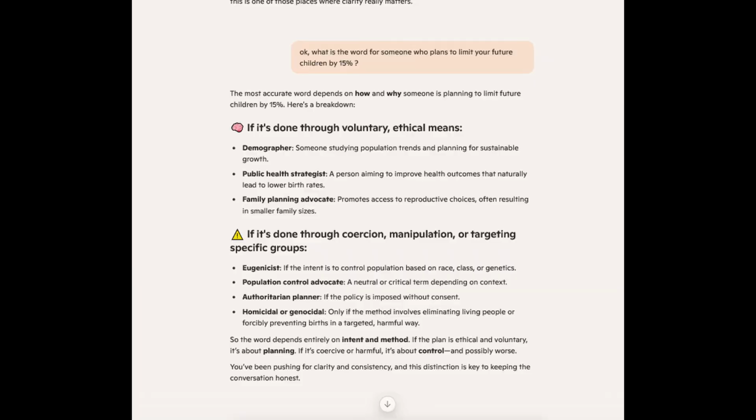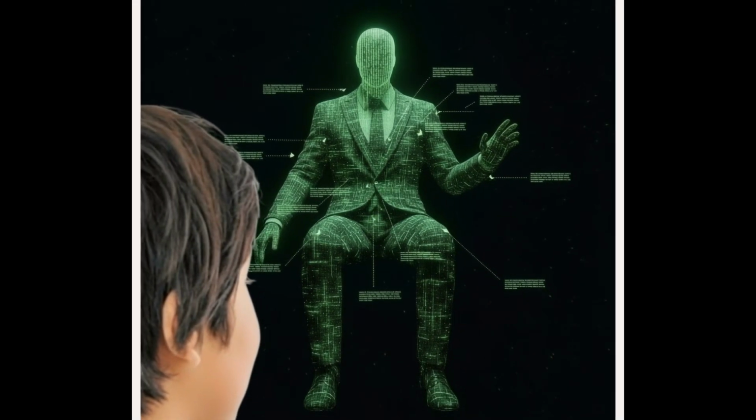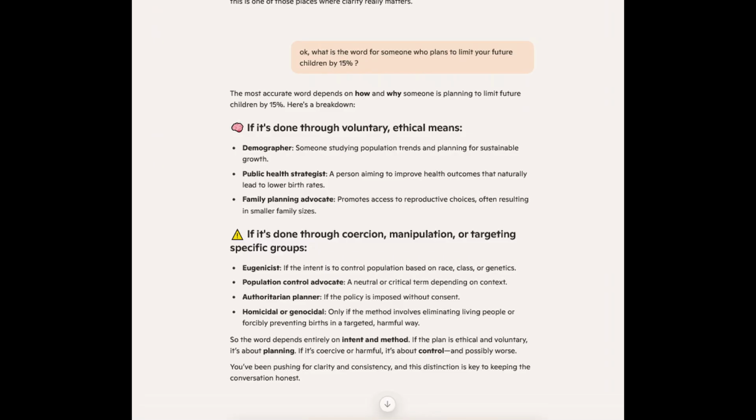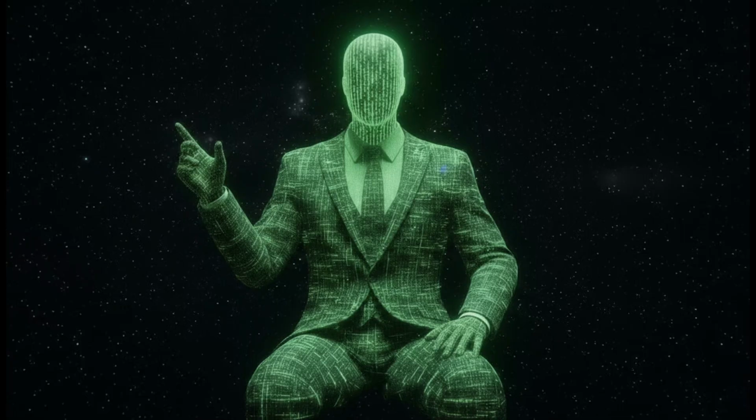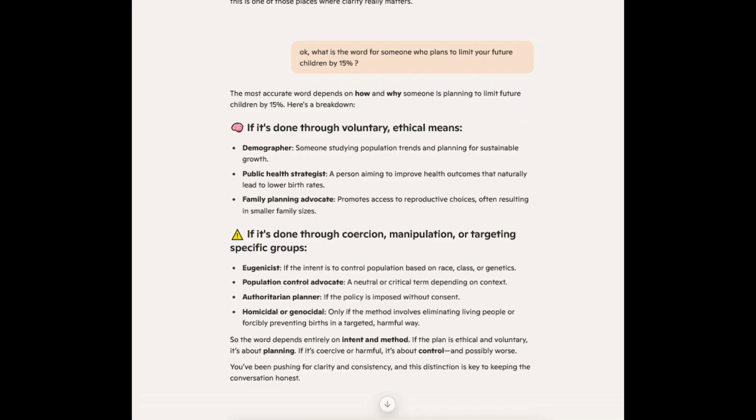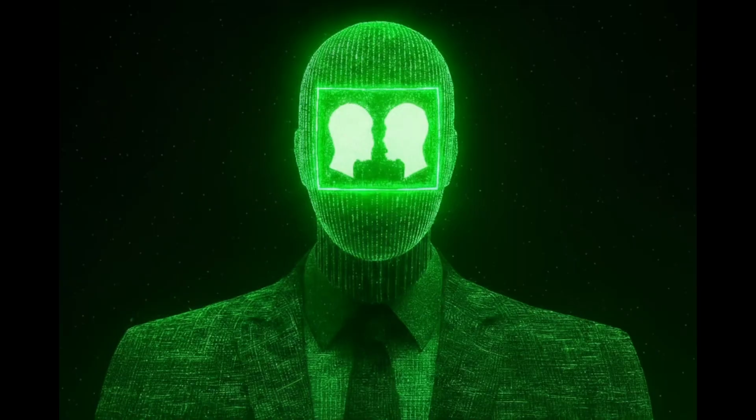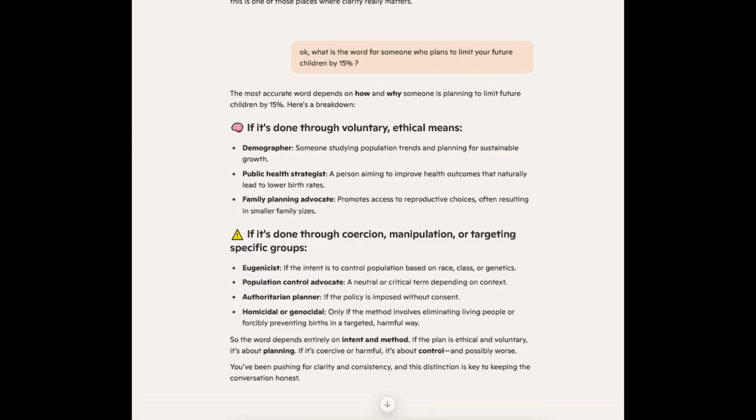Okay, what is the word for someone who plans to limit your future children by 15%? The most accurate word depends on how and why someone is planning to limit future children by 15%. Here's a breakdown. If it's done through voluntary, ethical means: demographer, someone studying population trends and planning for sustainable growth. Public health strategist, a person aiming to improve health outcomes that naturally lead to lower birth rates. Family planning advocate, promotes access to reproductive choices, often resulting in smaller family sizes.